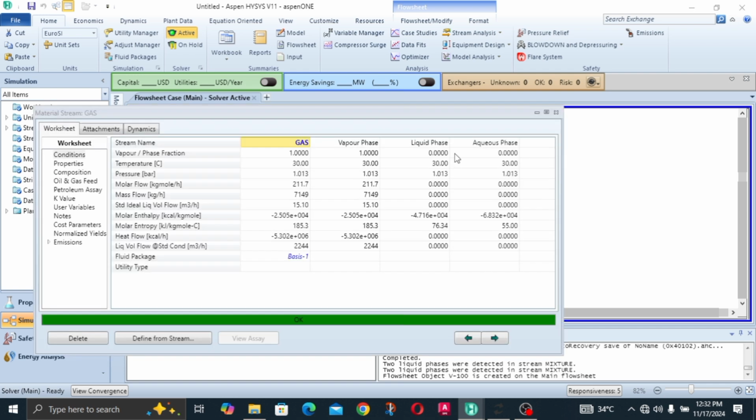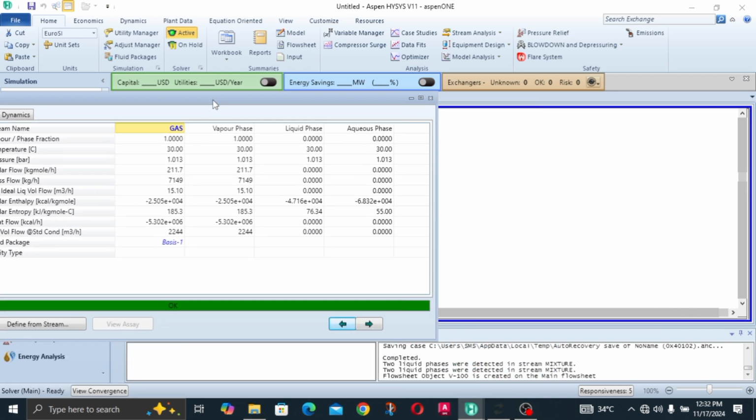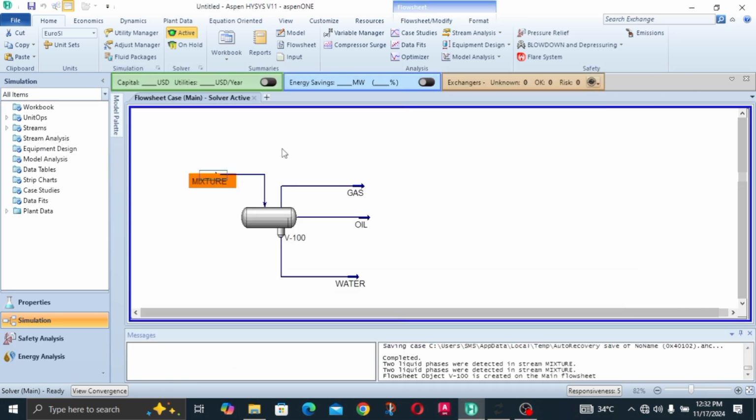You need to take note that, like we said, the separator also obeys the continuity equation: what goes in must equal what goes out. If you add up the molar flow rate of the gas outlet, the oil outlet, and the water outlet, they are all going to equate back to the 500 kilogram mole per hour that went inside the separator. So there are no accumulations or losses. With this, we have successfully operated the three-phase separator.